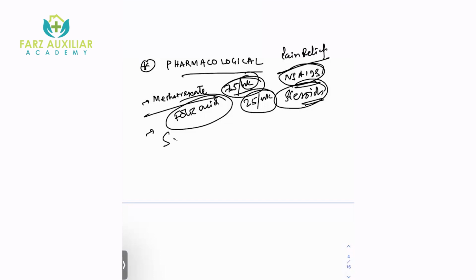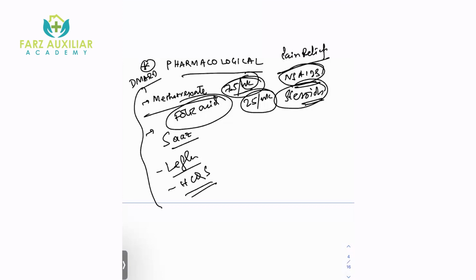The second one is sulfasalazine. I'm writing a very common brand name for that. Basically, sulfasalazine can be used. The third one is leflunomide, and the fourth one we can use is HCQS. These are the four agents that we can use as DMARDs in rheumatoid arthritis.